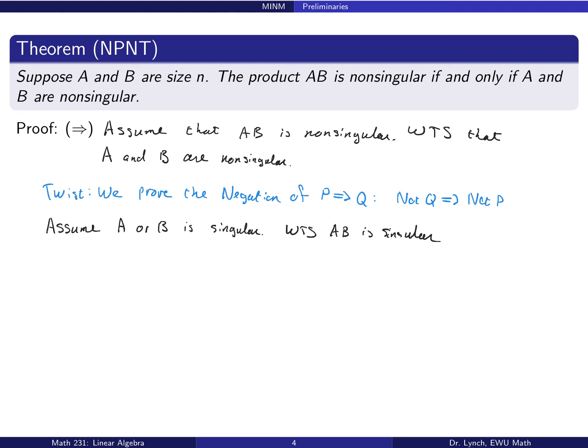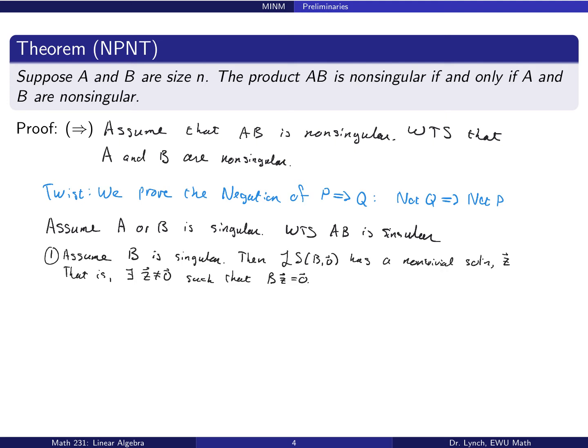So here's part one. For part one, we'll go ahead and assume that B is singular. Of course, if B is singular, then by definition, the homogeneous linear system, where B is a coefficient matrix, has a non-trivial solution. Let's call that solution Z. That is, there's some Z, where Z is not the zero vector, such that B times Z is equal to 0. That's what it means to be a solution of the homogeneous linear system.